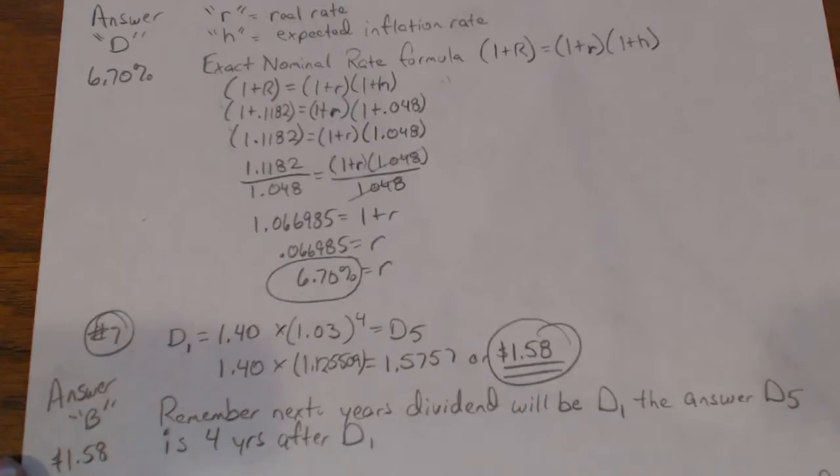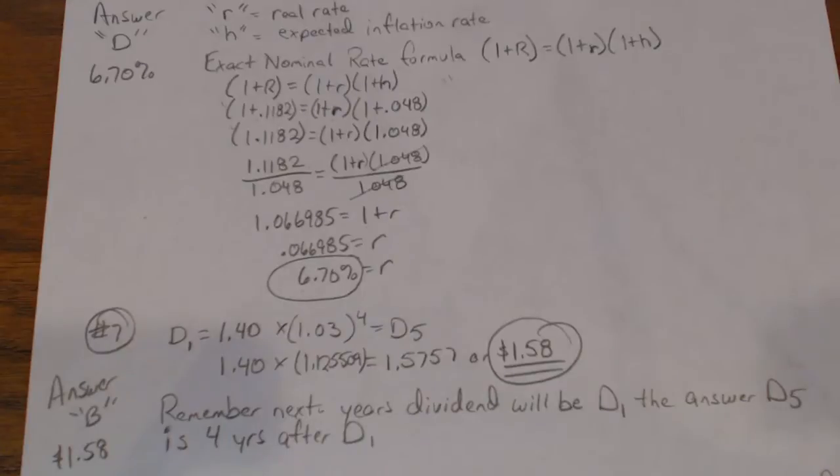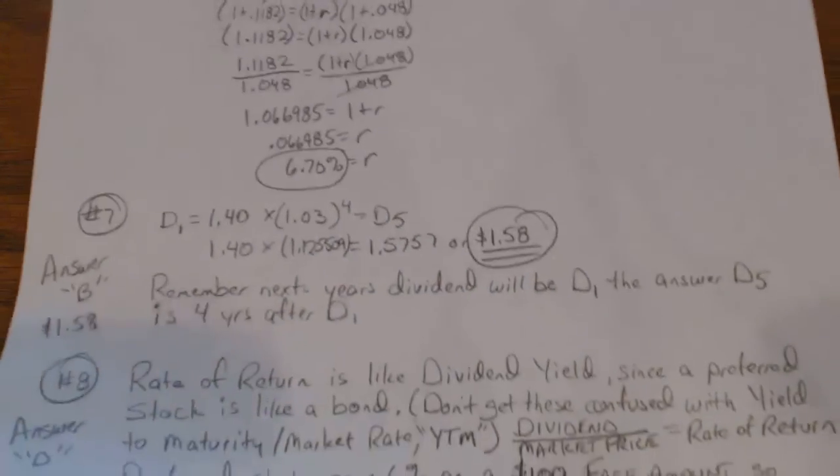So since you have $1.40 for D1 and you want D5, and you know that it's a 3% growth rate, 1.03 to the fourth, because you want it to be D5, and basically you just work it out and it's $1.58.